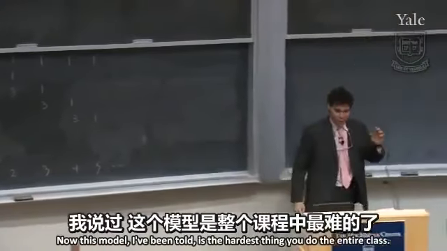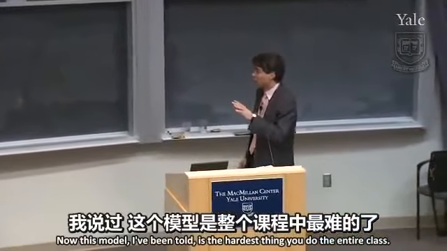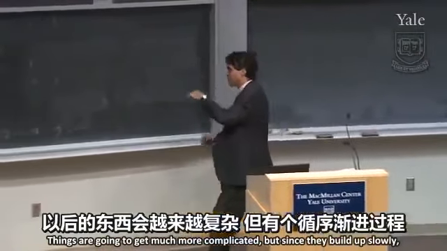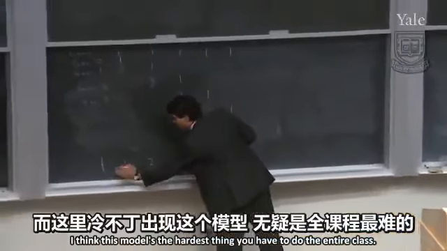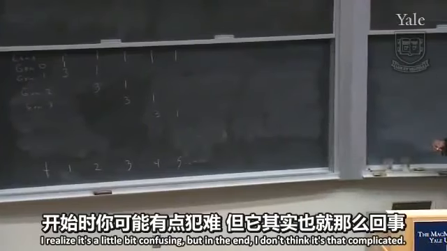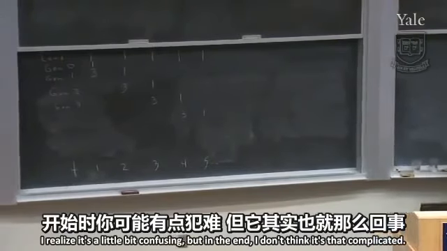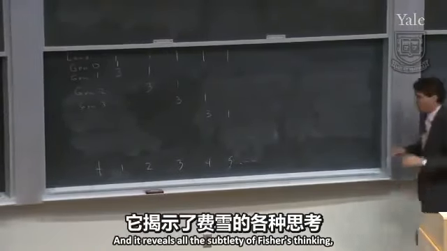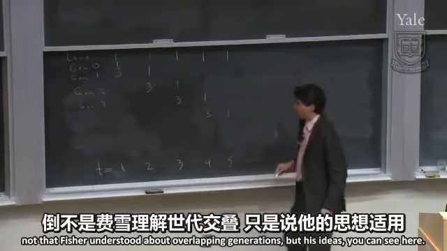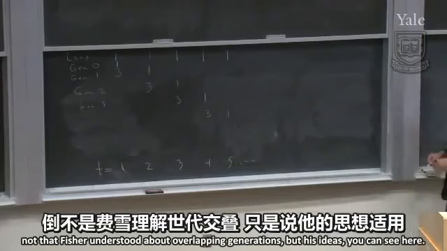Now this model, I've been told, is the hardest thing you do the entire class. Things are going to get much more complicated, but since they build up slowly, I think this model's the hardest thing you have to do the entire class. So I realize it's a little bit confusing, but in the end, I don't think it's that complicated. And it reveals all the subtlety of Fisher's thinking. Not that Fisher understood about overlapping generations, but his ideas you can see here.